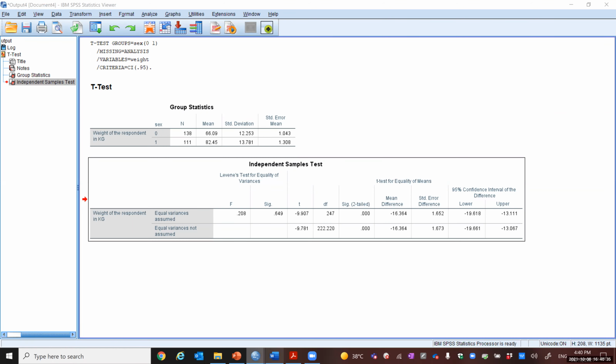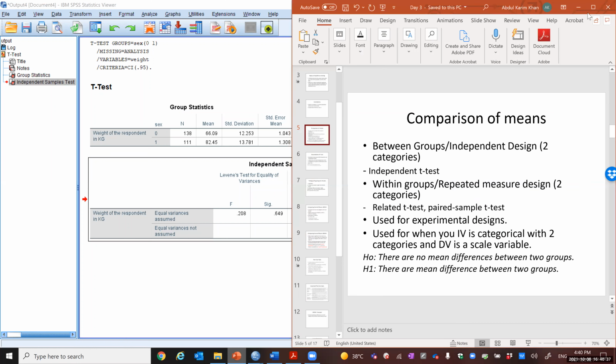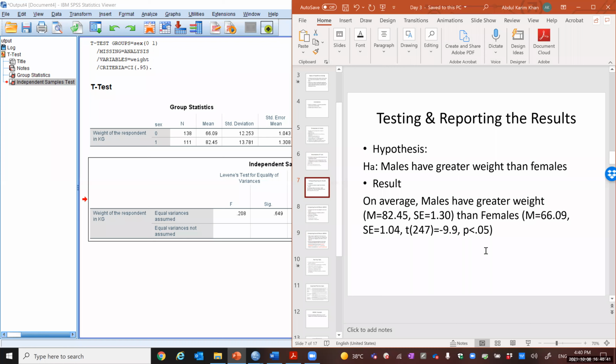Coming back to the slides, how do we report such results? We write like this: on average, males have greater weight, M is equal to 82.45. We also report the standard error, SE is equal to 1.30. You have it in your SPSS table. Then females, M is 66.09, standard error is 1.04. And then you report the t-test.